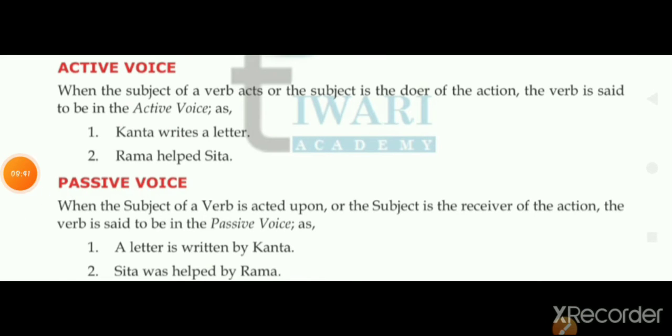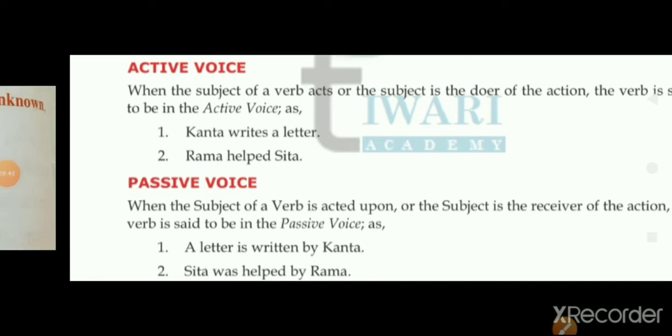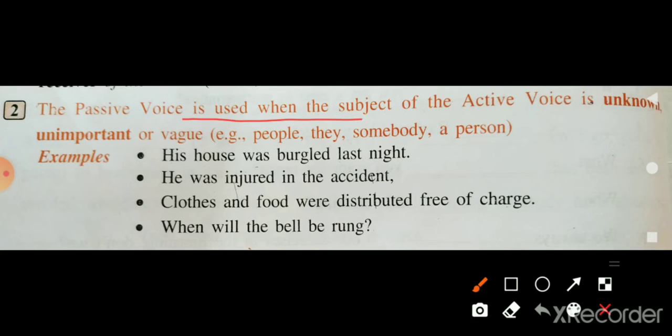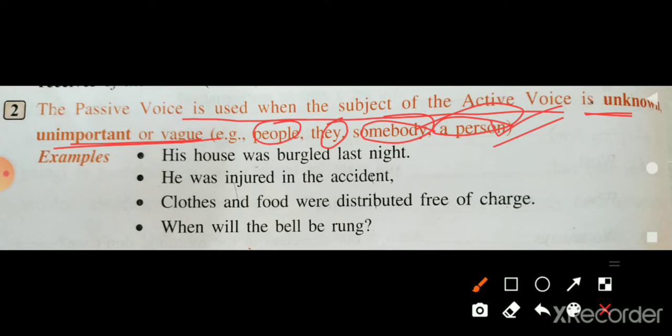Now moving further, we are going to discuss how we can change voices. But before that we still have one point: passive voice is used when the subject of the active voice is unknown, unimportant or vague. Vague means it is not clearly known, like people, they, somebody, a person. Then we are going to use passive voice.